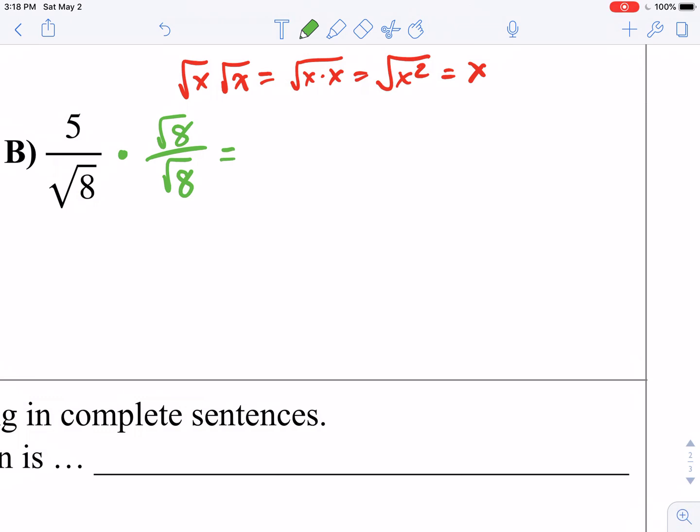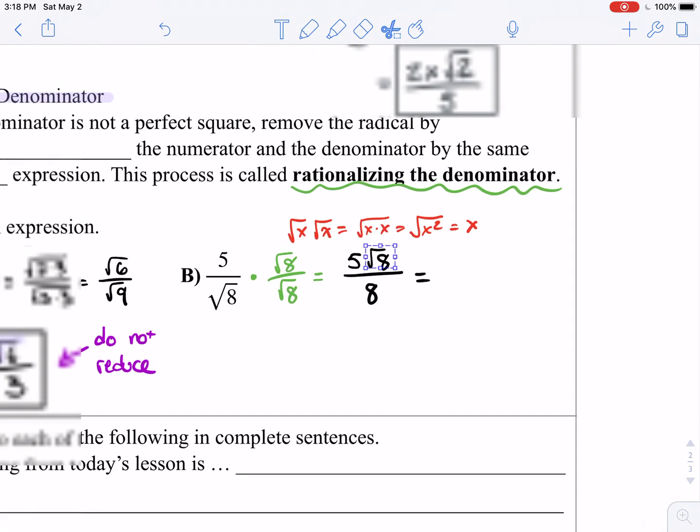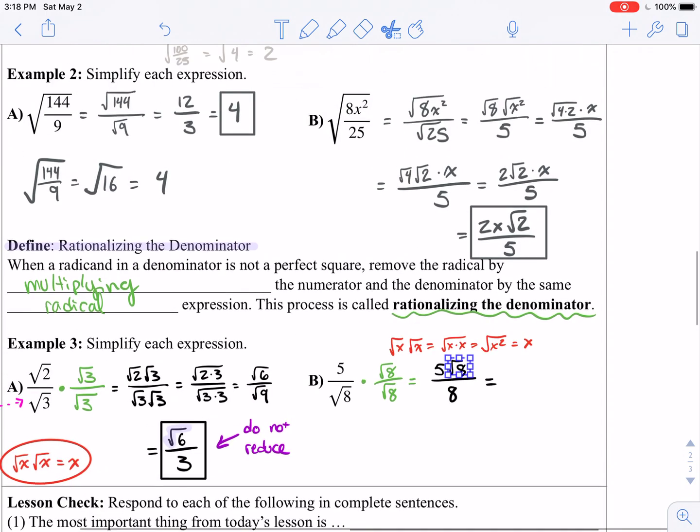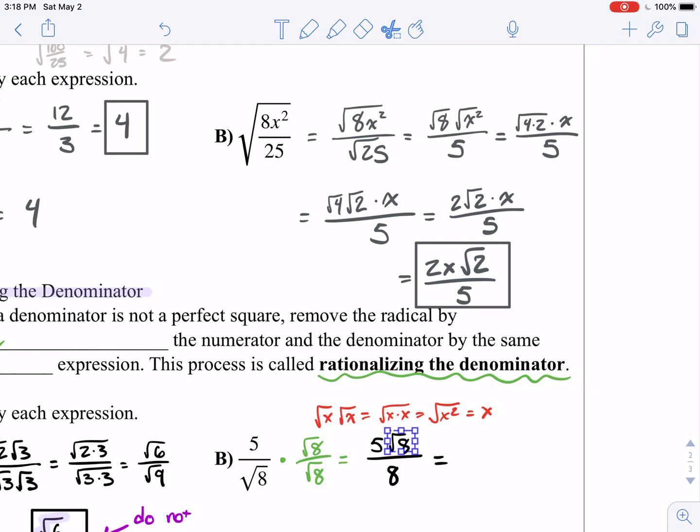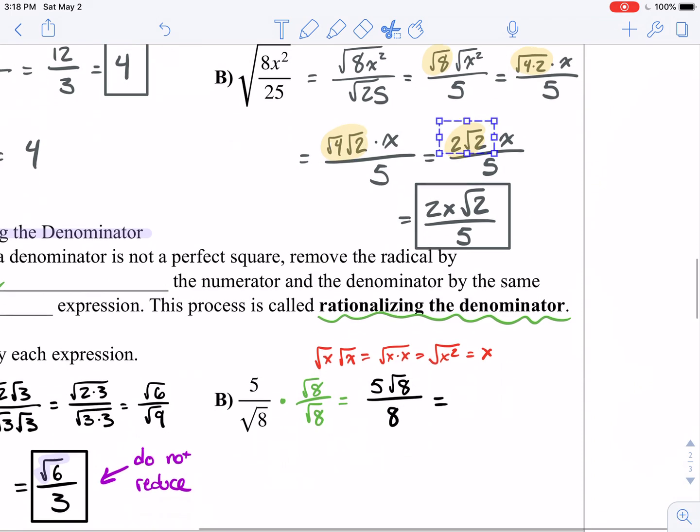So on top, we are given 5 times the square root of 8. We can do our shortcut down here. Square root of 8 times square root of 8 is just 8. Nice. And we're almost there. Except the square root of 8, that's not simplified. Didn't we just simplify that? Where did we go? Oh yeah, up here. We found that the square root of 8 is equal to 2 times the square root of 2, because we broke up the square root of 8 into the square root of 4 times 2. So the square root of 8 is 2 rad 2.